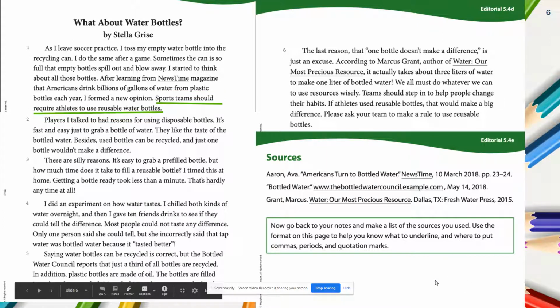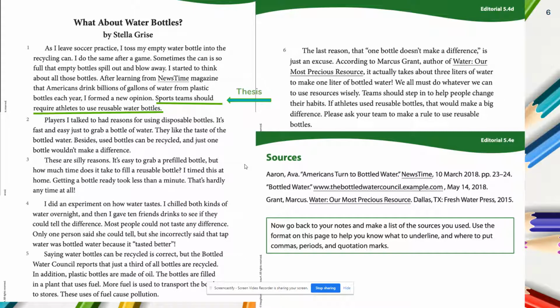As I stated before, this sentence here, sport teams should require athletes to use reusable water bottles. This is the author's thesis statement. This is also their position.